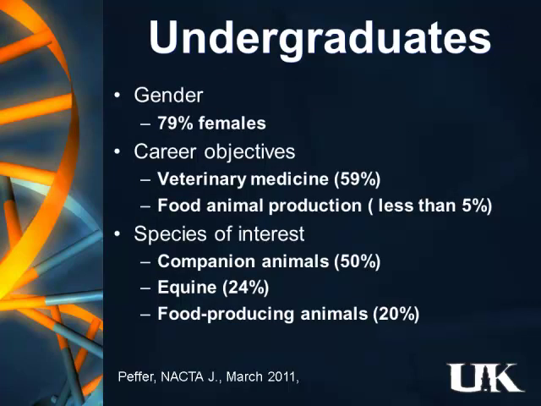I took this out of an NIAA article. They were describing, over several classes of an introductory animal science class, 79% were females. Their career objectives were veterinary medicine. Less than 5% said they were interested in any phase of food animal production. The species of interest: companion animals, equine, food producing, and non-food producing. As you might expect, beef was number one in that group.